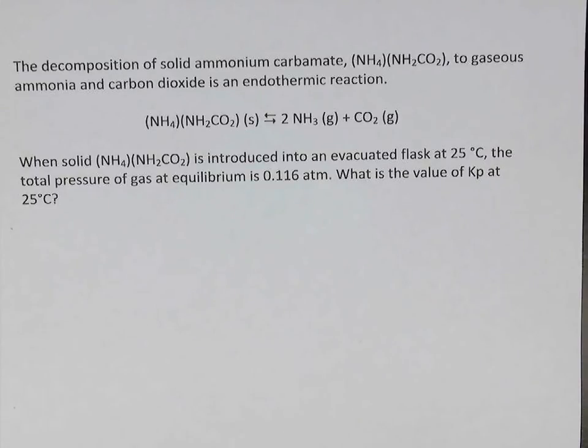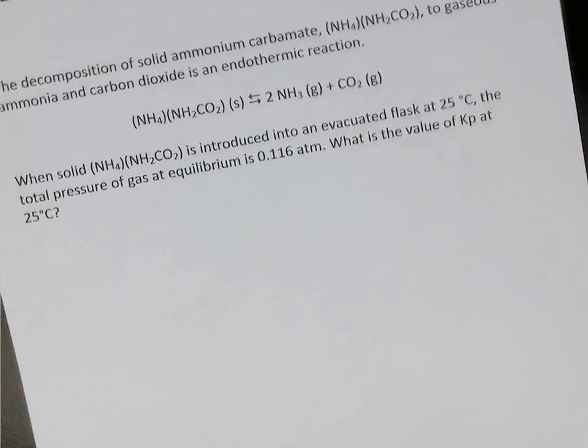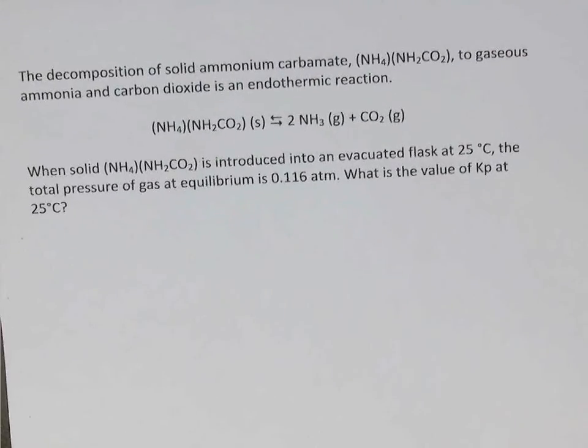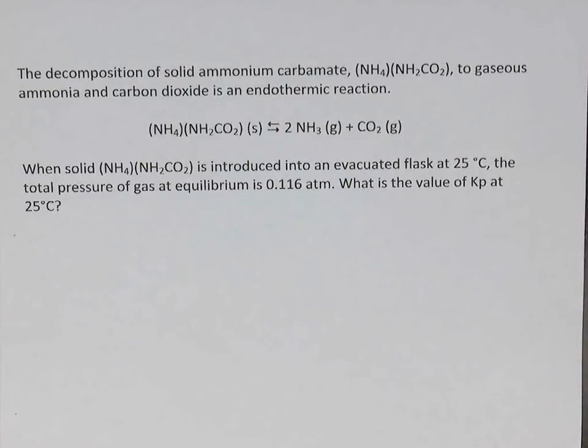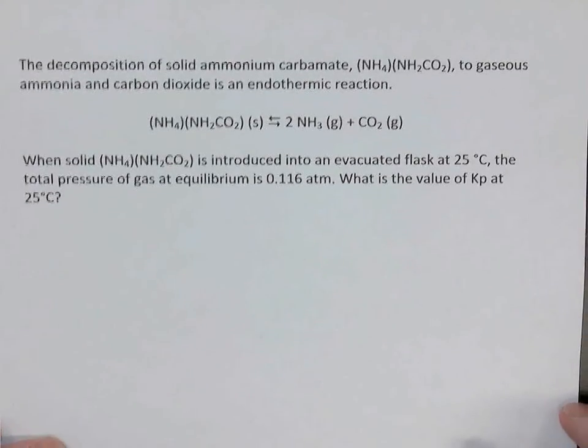This last question is also a heterogeneous equilibrium. I see a solid and I see gases as products. It says the decomposition of solid ammonium carbamate to gaseous ammonia and CO2 is endothermic. When solid ammonium carbamate is introduced into an evacuated flask at 25 degrees, the total pressure of gas at equilibrium is 0.116 atmospheres. What's the value for Kp at that temperature? Pause the video and see if you can do that yourself.